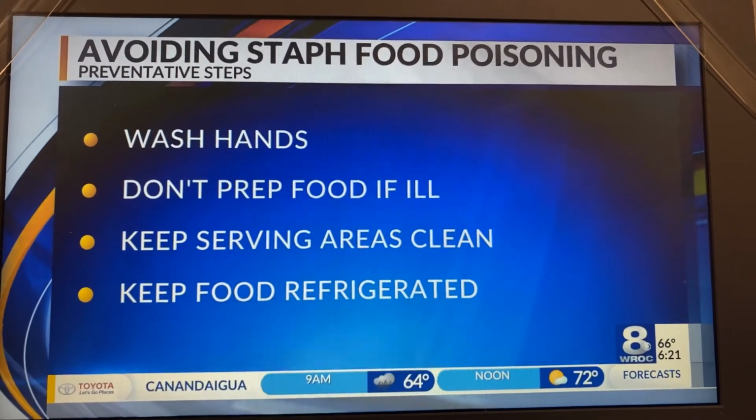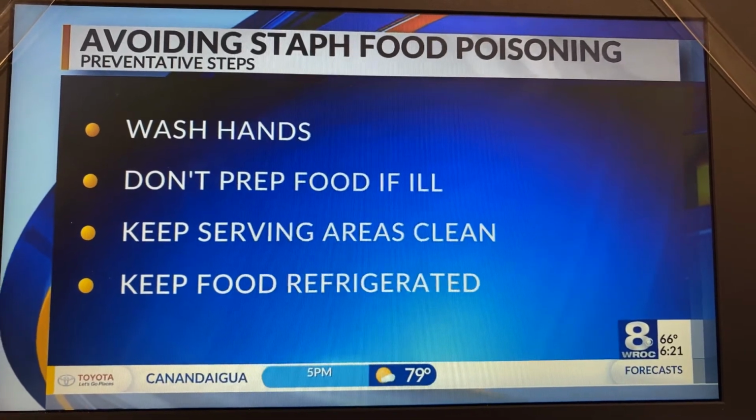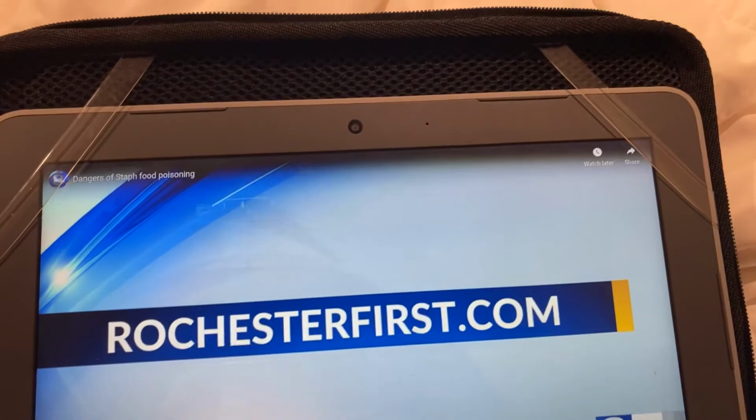And one thing to know is that staph doesn't necessarily smell bad, so food can be contaminated and still smell and taste fine. Right, you might not be aware that it's contaminated. That's right. All right, so take those good preventative steps. Thanks, doctor. We appreciate it. You're welcome. More information online, cdc.gov/foodsafety, diseases, and staphylococcal. That's it for now. For more, head to our website at rochesterfirst.com.